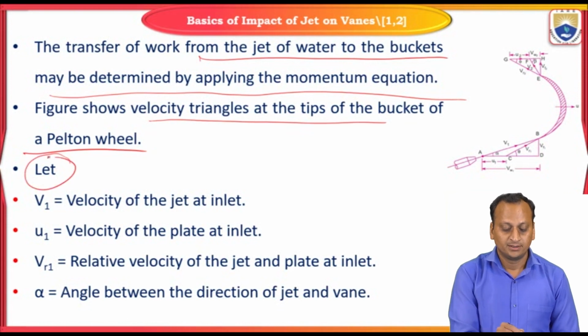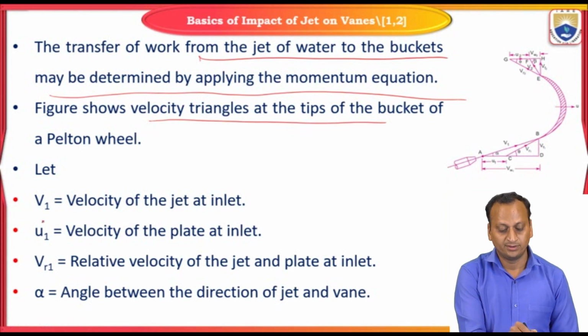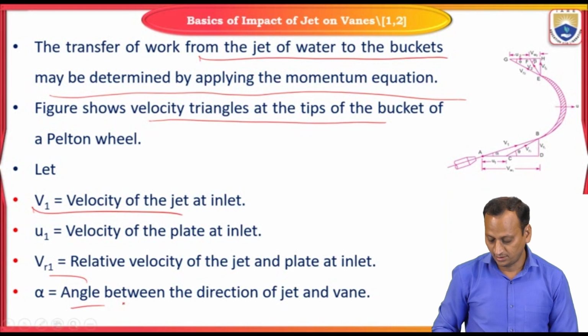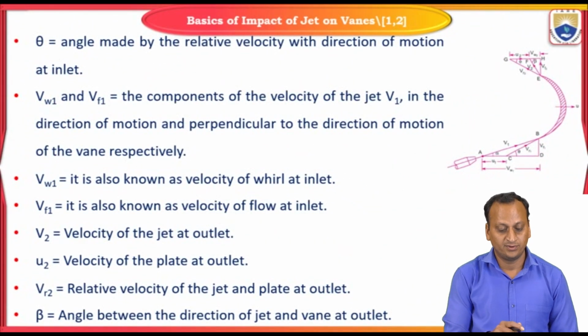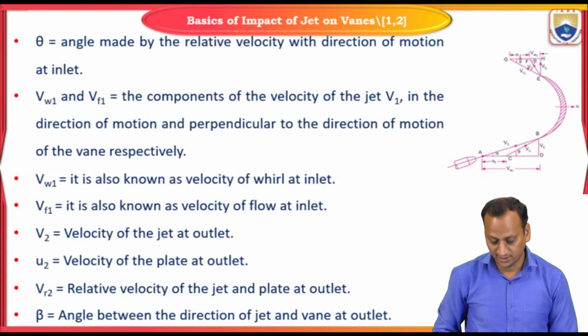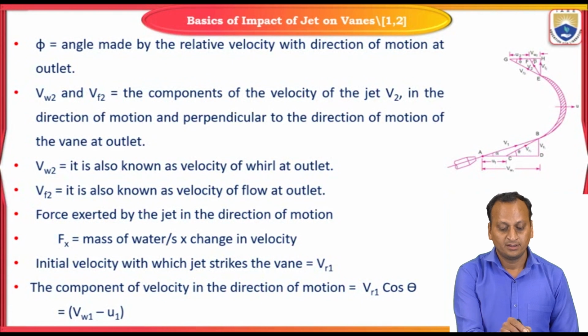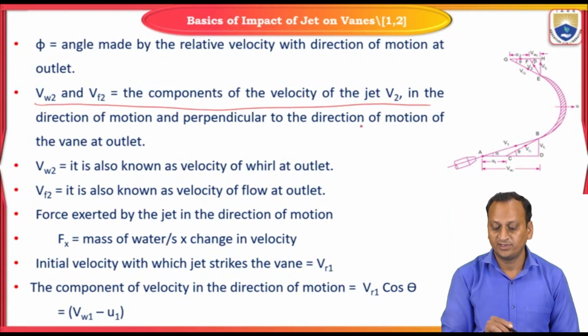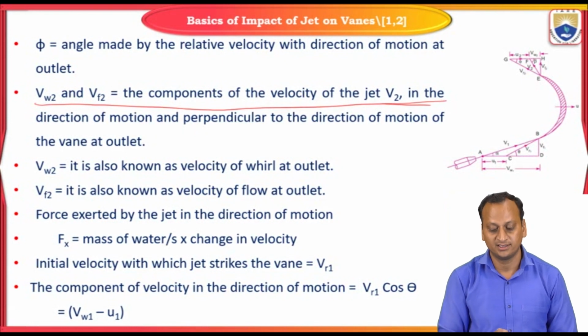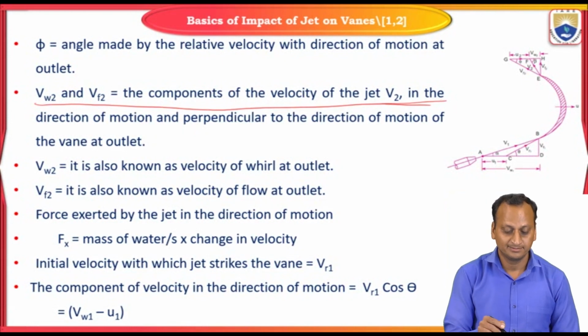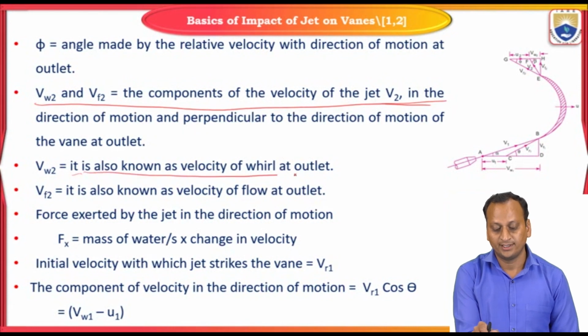The figure shows velocity triangles at the tips of buckets of a Pelton wheel turbine. We have gone through V1, U1, VR1, all these parameters, and we know alpha, beta, theta, phi, VW1, VF1, etc. We have understood all these parameters. Now VW2 and VF2 are the components of the velocity V2, so these are the horizontal and vertical components in the outlet velocity triangle. Similarly, VW1 and VF1 are in the inlet velocity triangle. VW2 is also known as the velocity of whirl at outlet.